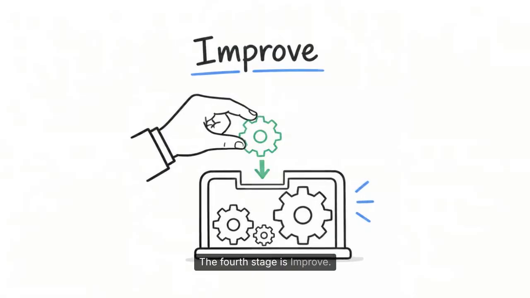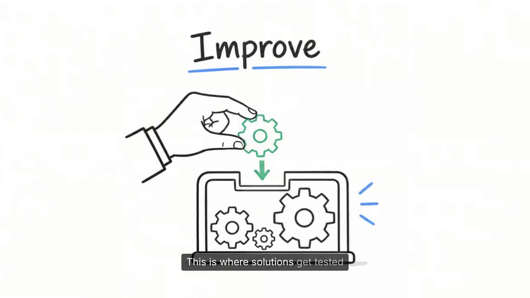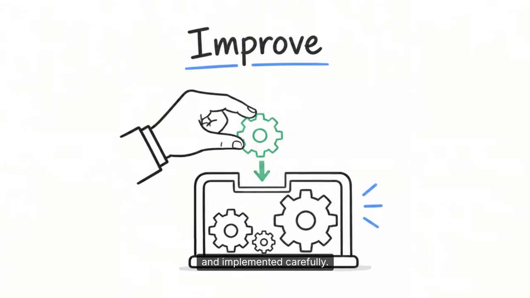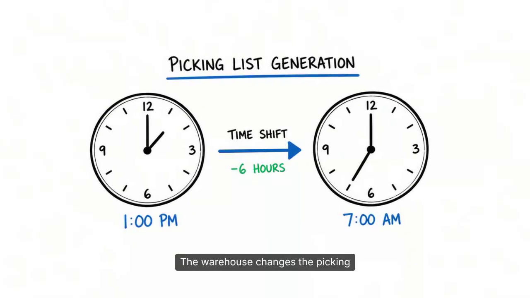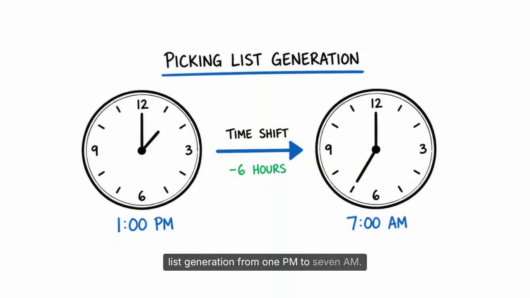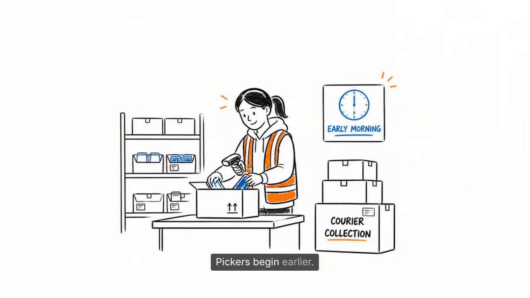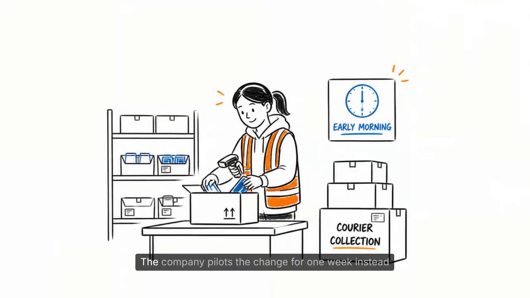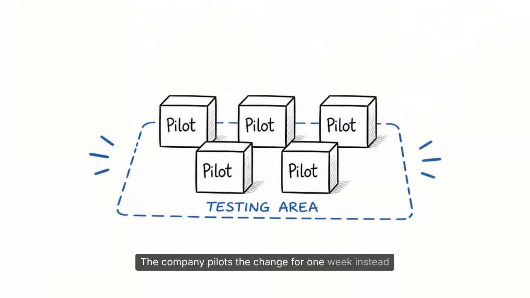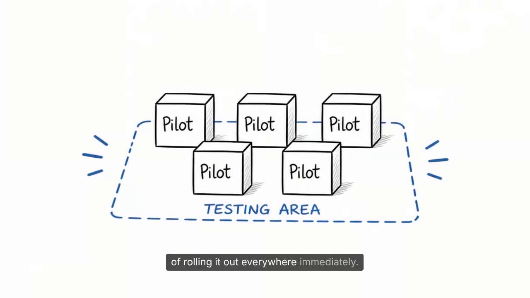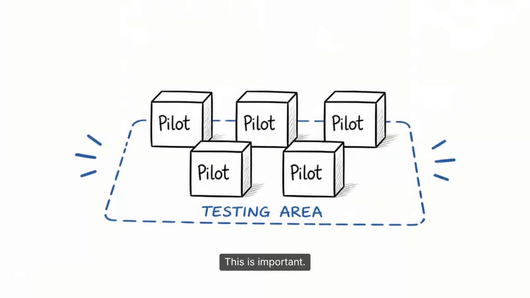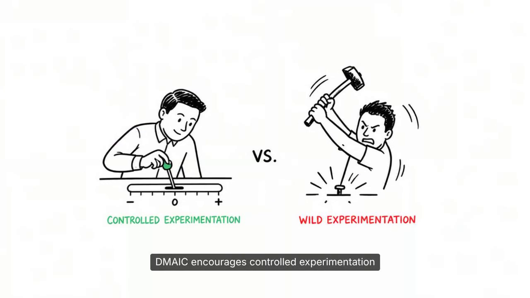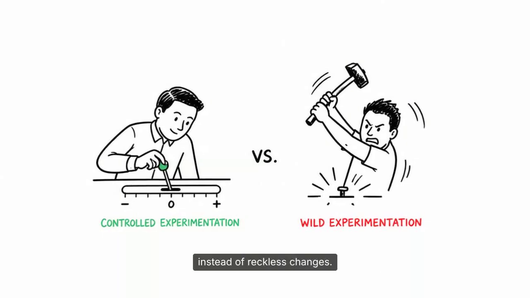The fourth stage is Improve. This is where solutions get tested and implemented carefully. The warehouse changes the picking list generation from 1 p.m. to 7 a.m. Pickers begin earlier. Orders are prepared before the afternoon courier collection. The company pilots the change for 1 week instead of rolling it out everywhere immediately. This is important. DMAIC encourages controlled experimentation instead of reckless changes.